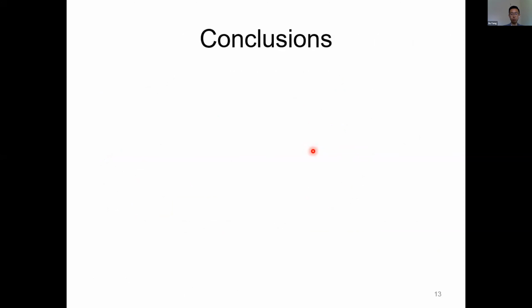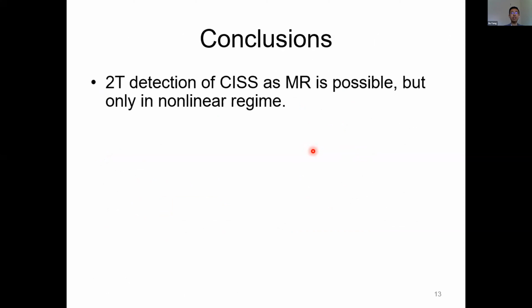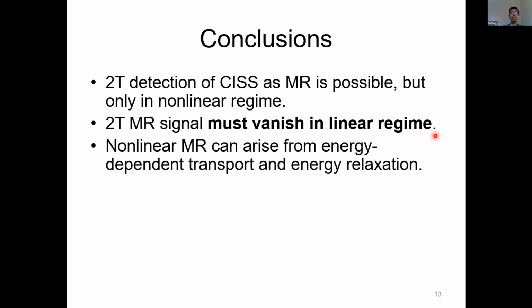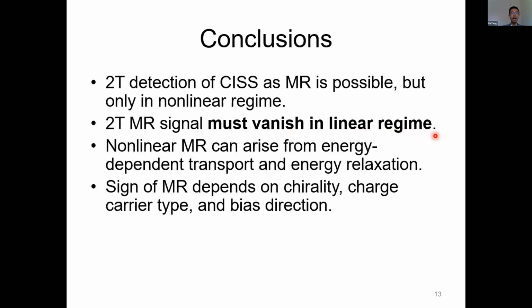Now this brings me to the conclusions. I showed you that two-terminal detection of chirality as a magnetoresistance signal is indeed possible, but it's only possible in the nonlinear regime, in the high bias regime. And that two-terminal MR signal must vanish as we go back into the linear regime, close to zero bias. This nonlinear MR signal can arise from energy-dependent transport and energy relaxation, and the sign of this MR depends on chirality, charge carrier type, and bias direction.